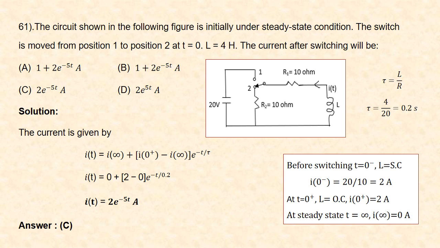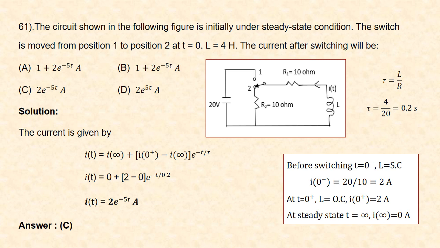Now after switching to position 2, at that instant, that is transient condition, t equals 0 plus, inductor will be open circuited. So after open circuiting, the current through the inductor will be 0, but inductor will not allow sudden change in current. So the current at the instant immediately after switching or transient condition is equal to 2 amps only.